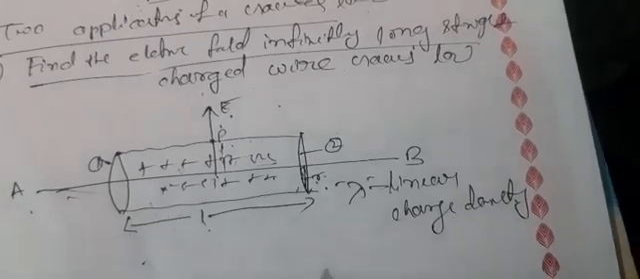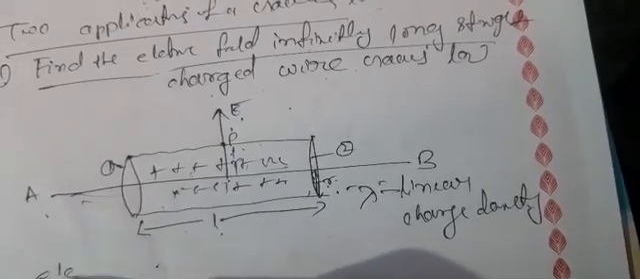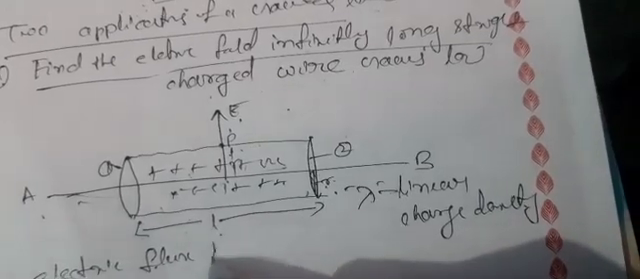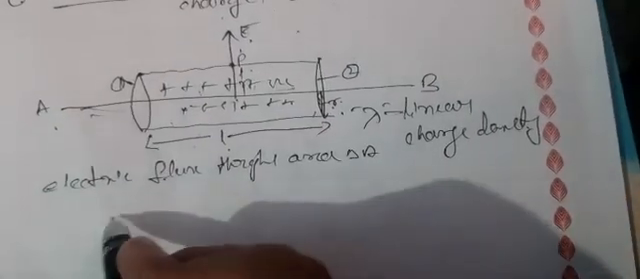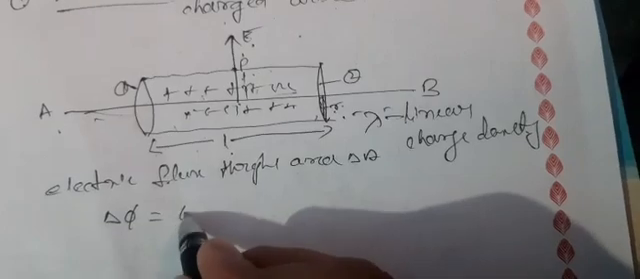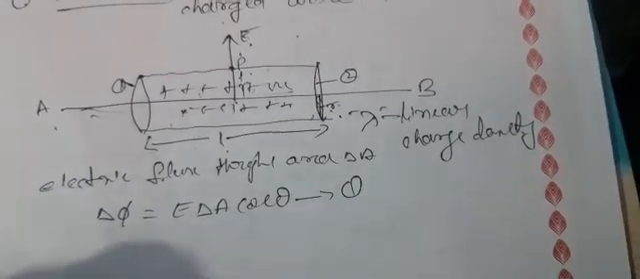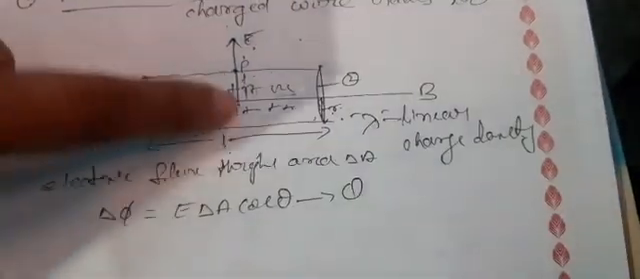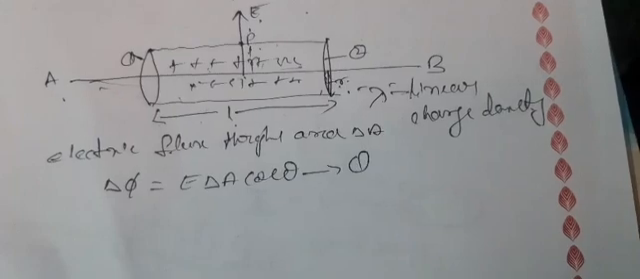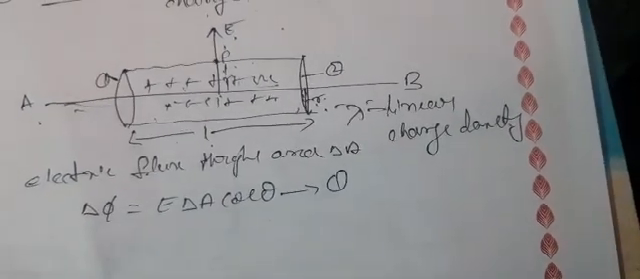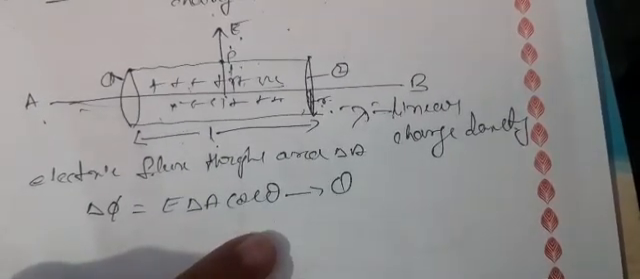The electric flux through the Gaussian surface is given by how? For the area element delta A, delta phi is equal to E delta A cos theta, that is equation number 1. The electric flux through the Gaussian surface is given by delta phi equal to E into delta A cos theta.